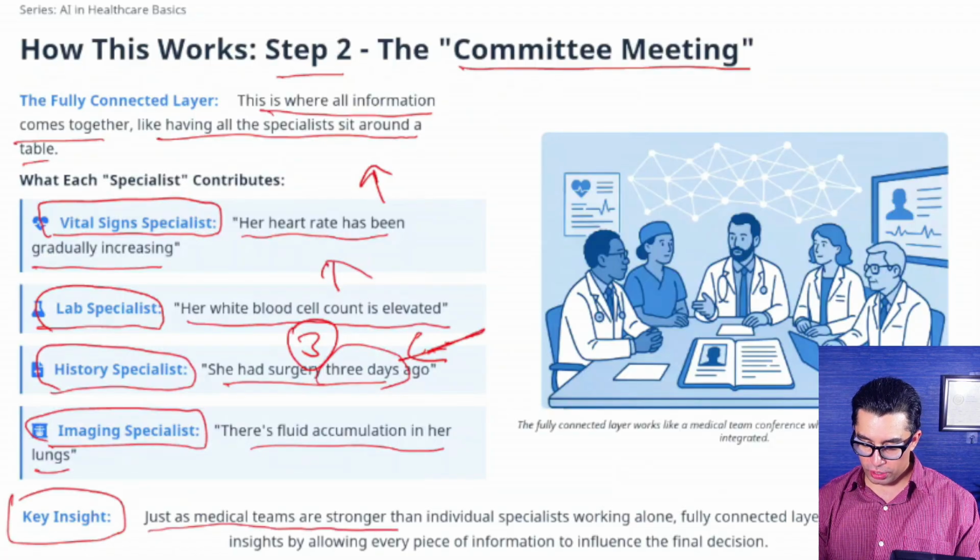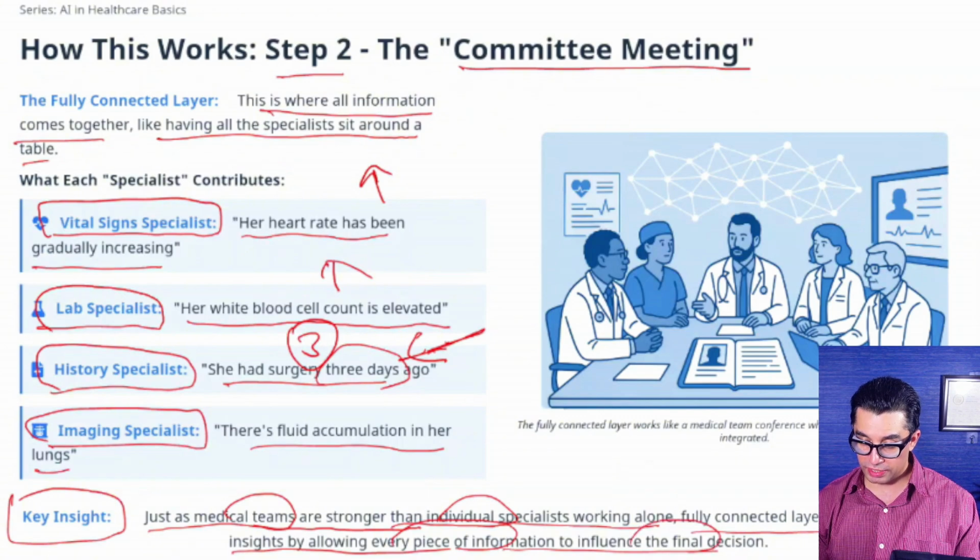Just as medical teams are stronger than individual specialists working alone, fully connected layers create powerful insights by allowing every piece of information to influence the final decision. Now, a lot of times we have seen, even with ChatGPT and all of these different LLMs, that they tend to try to agree with you. But you cannot have that in medicine. You need people to disagree with you when it's needed. So in this structure, we are creating a system where everybody will be arguing their point. You need all those points to be taken into consideration.